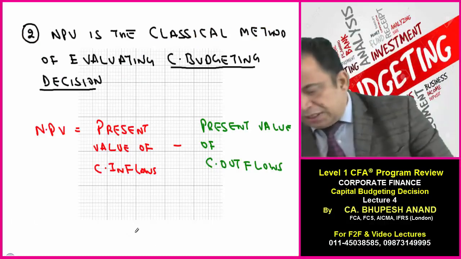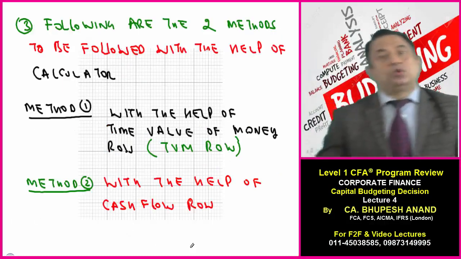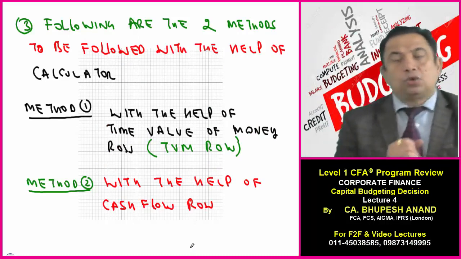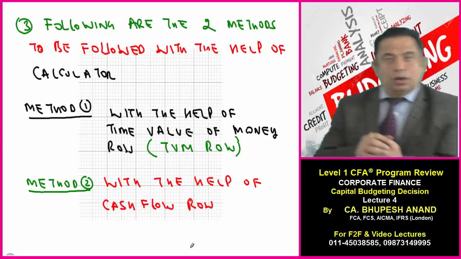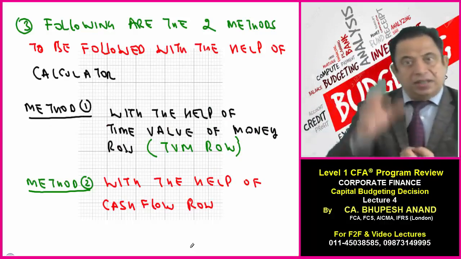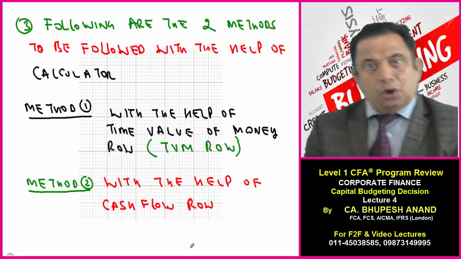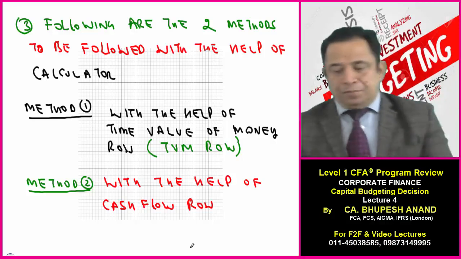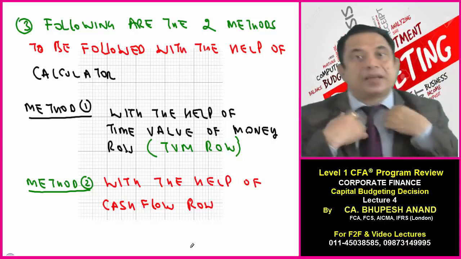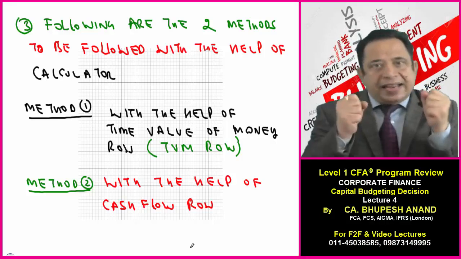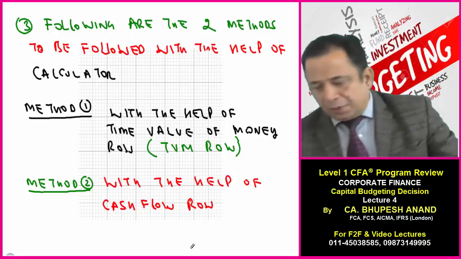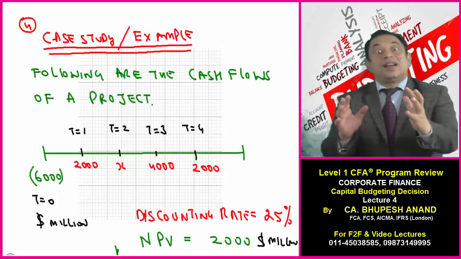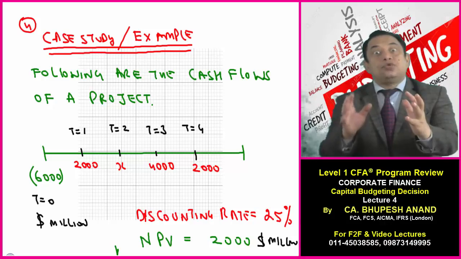Now the point is, we have seen in the last lecture how to calculate it with the help of calculator. So I have written in point number 3: following are the 2 methods to be followed with the help of calculator. Method number 1, with the help of time value of money, I can use TVM row and I can use cash flow row, and with the help of these 2 rows I can easily find out the NPV. So again I am telling you with the help of one case study.